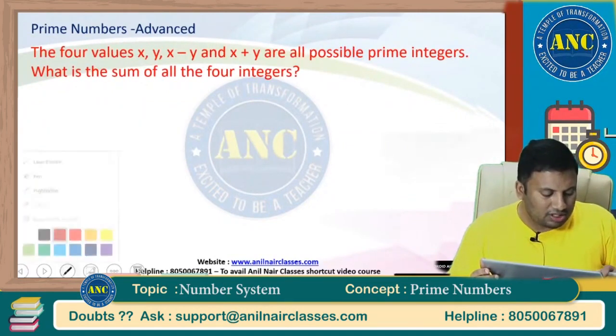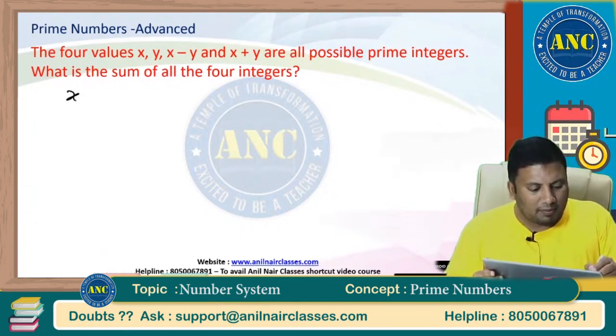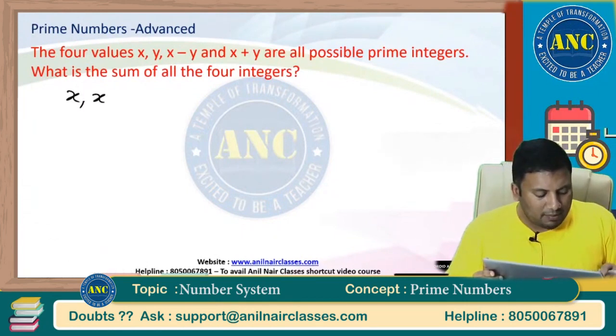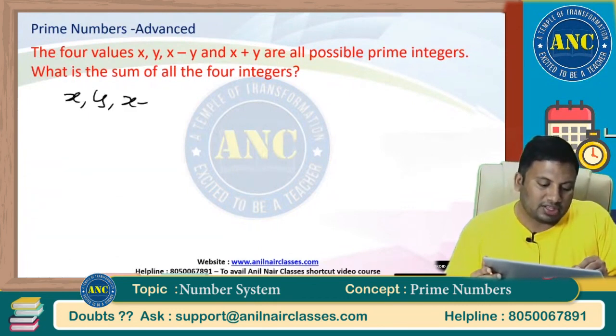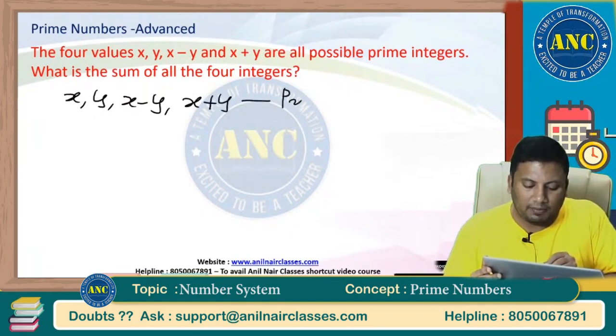Now let us solve this question. X comma y. First read the question, sir. X comma y, x minus y, x plus y. All are prime numbers.